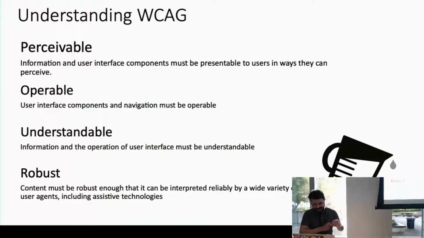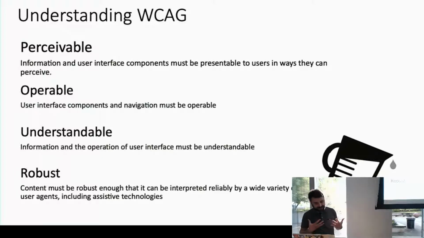Perceivable really just means your information should be easy to convey. You should be using P tags. You shouldn't be hiding a bunch of text inside of spans. You should be using things that you're able to actually interact with and that are not hidden from users. There's no complication to be able to access things.